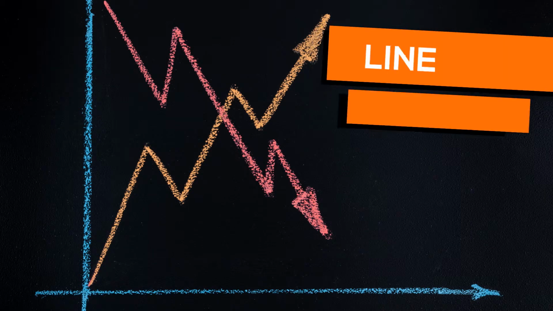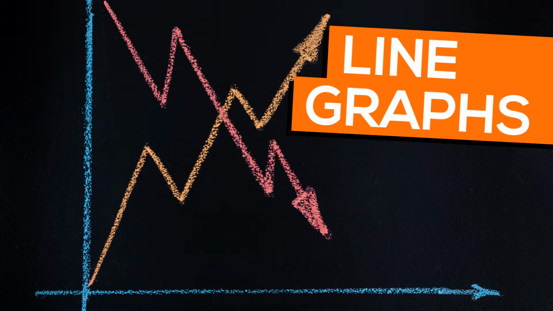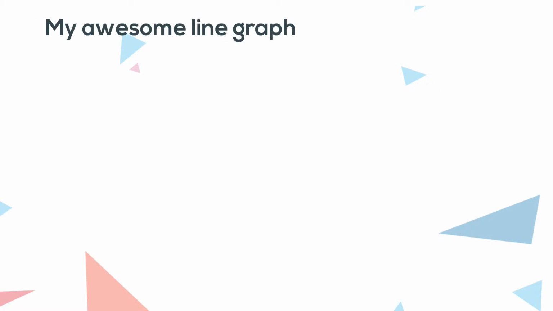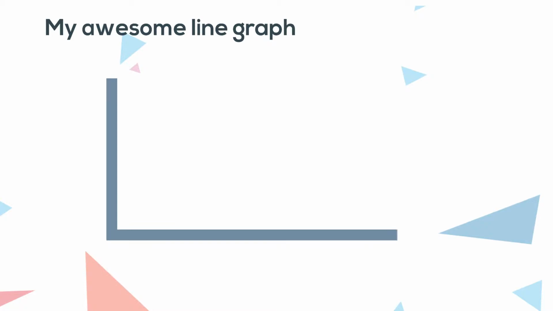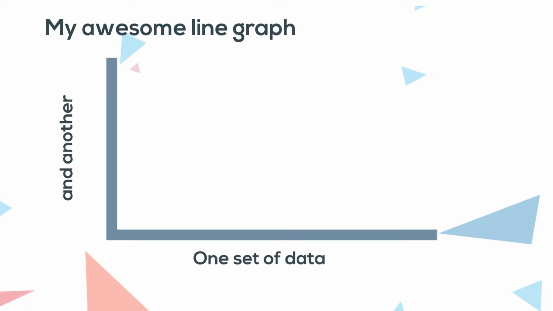In this video, we're talking about line graphs and when to use them. So, what exactly is a line graph? Well, the rather obvious answer is they're a graph or a chart that has information recorded in a line. Just like a bar chart, they have two axes, allowing them to compare two different sets of data. One along the bottom and one along the side.